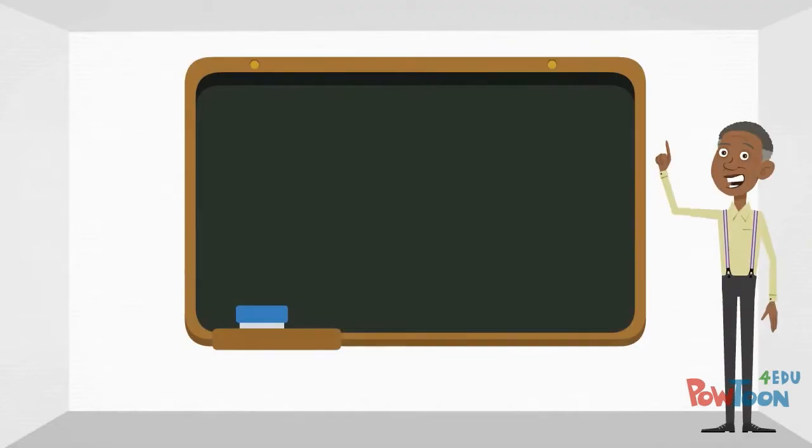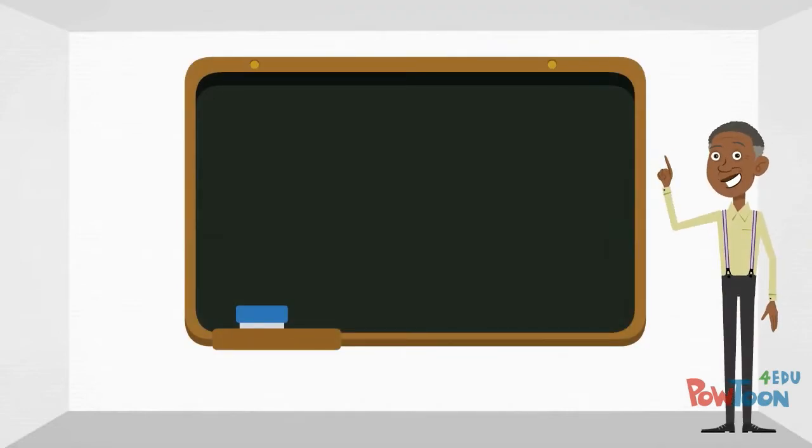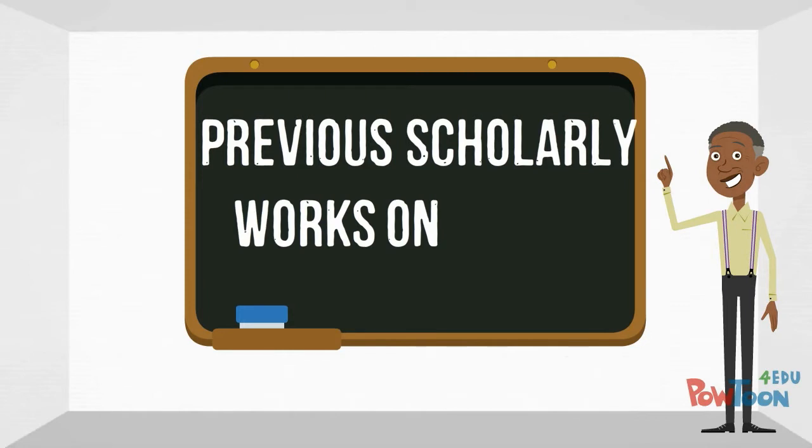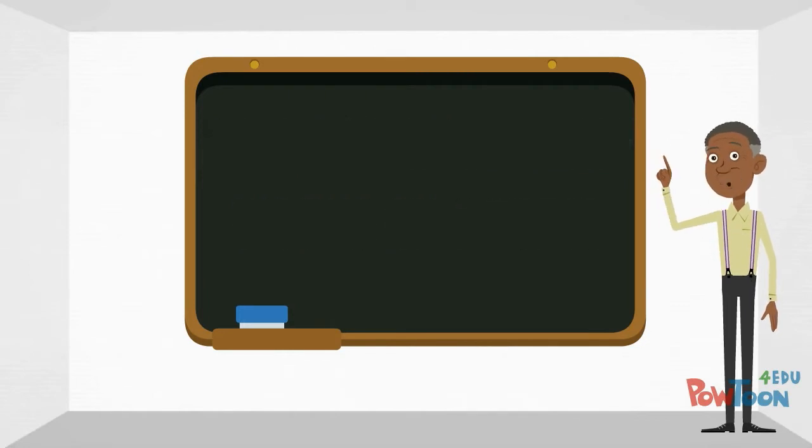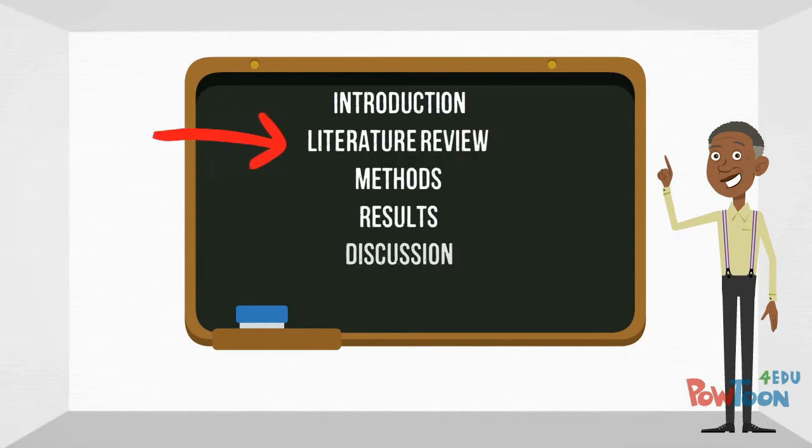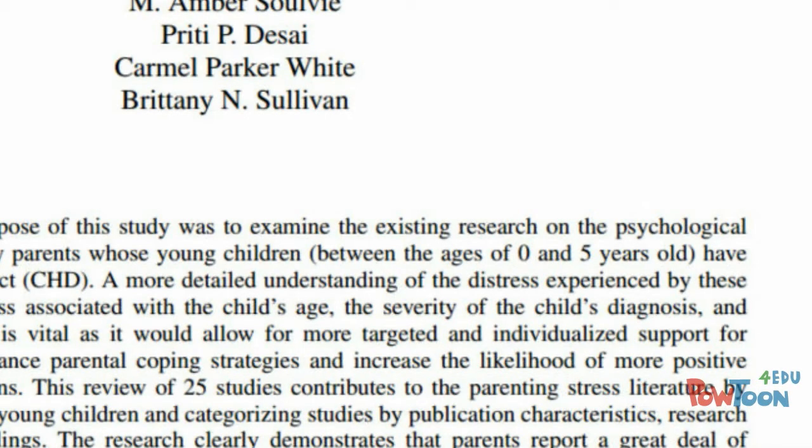To sum up, in the academic world, literature is a term often used to refer to all of the previous scholarly works on a topic. In a research article, the literature review is the section of the paper where the author summarizes previous research that is relevant to the topic. In some cases, however, the entire purpose of an article is to review the previous literature.